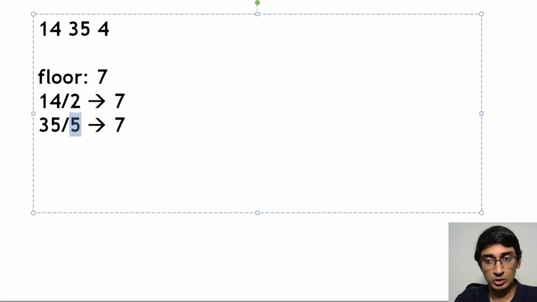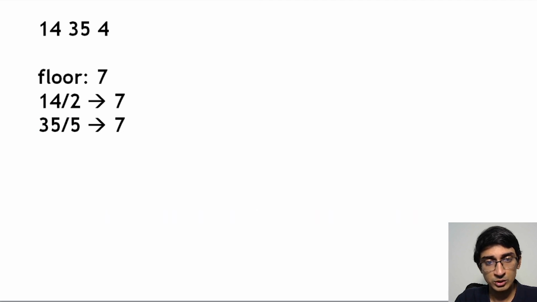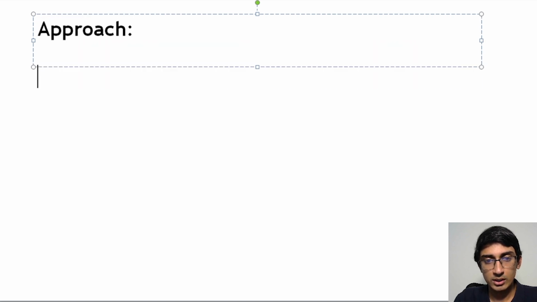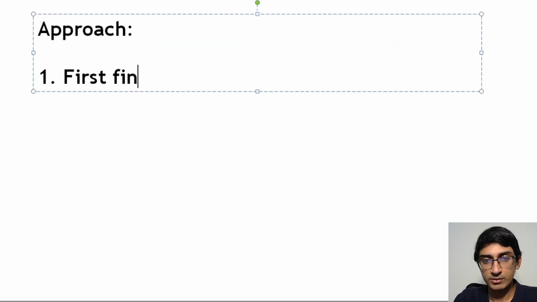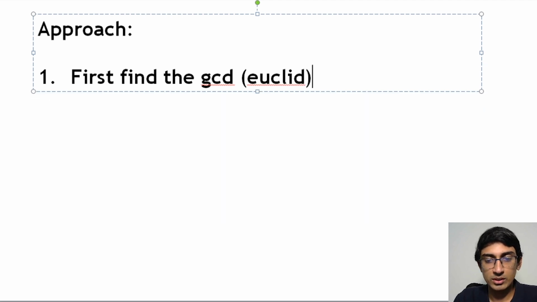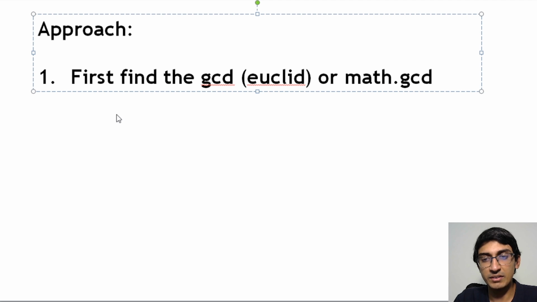Okay. So now that we've understood the question fully, let's look at the approach. So our approach is, number one, first find the GCD. For GCD you can just use Euclid's algorithm, Euclid's method of finding it. It's a pretty standard approach. You can just Google it online. If you're using Python, you can actually just use math.gcd, which internally uses that.